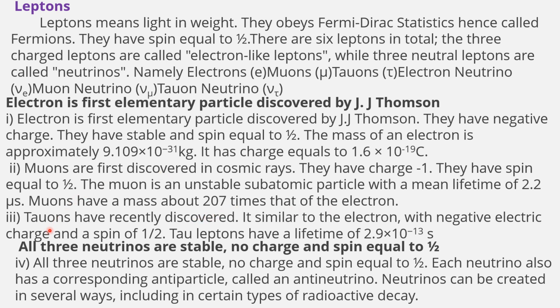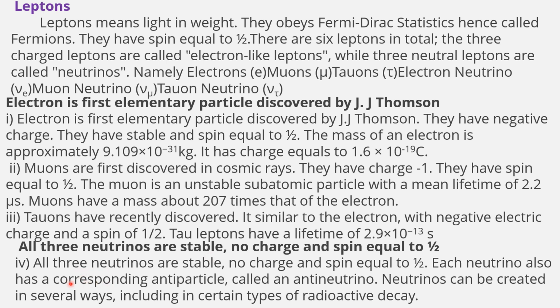And tauons, they have been recently discovered and are similar to the electron with a negative electric charge and a spin of half. Tau leptons have a lifetime of 2.9 x 10 to the power minus 13 second. All 3 neutrinos are stable but have no charge and spin equal to half.